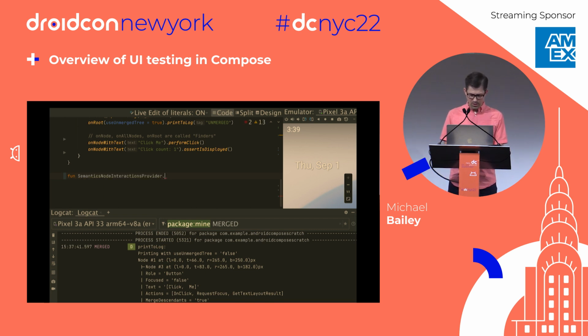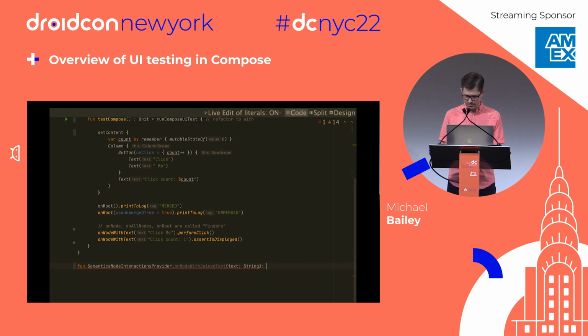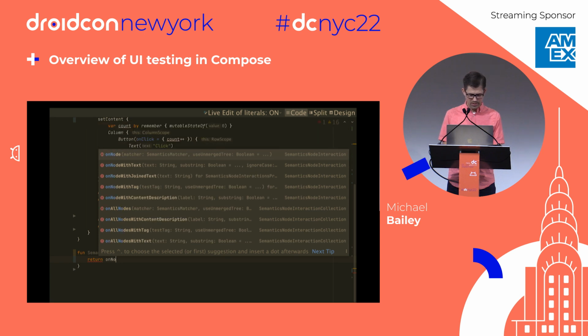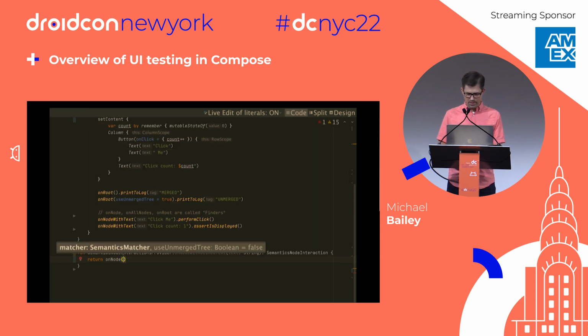rule. And then you would give it a name, using the naming pattern of on node. We'll do on node with joined text. We'll look for some text, which is a string, and we will return a semantics node interaction. Okay. So we can use the built-in on node, which is just a more generic finder method that takes a semantics matcher, and then we can write a semantics matcher that does what we want here and matches on this type of node. So we give it a nice name so it would print out nicely.